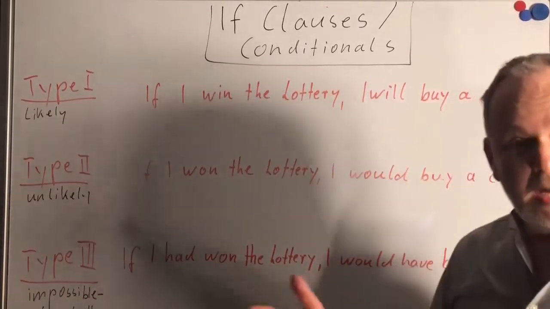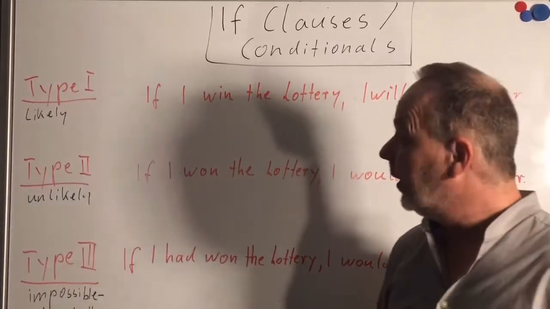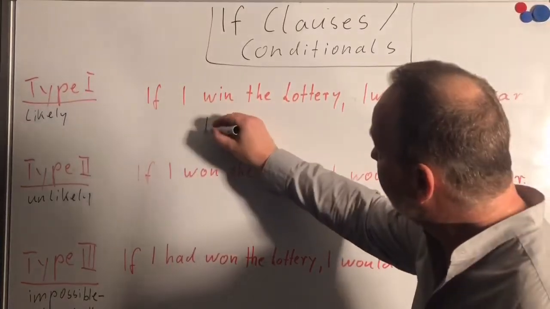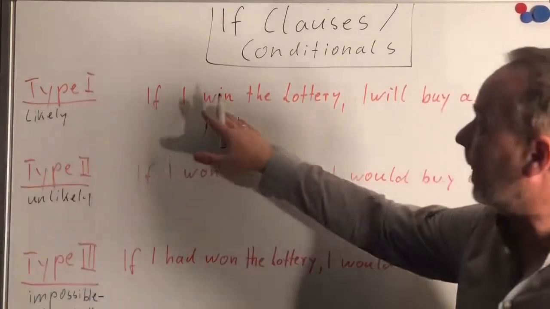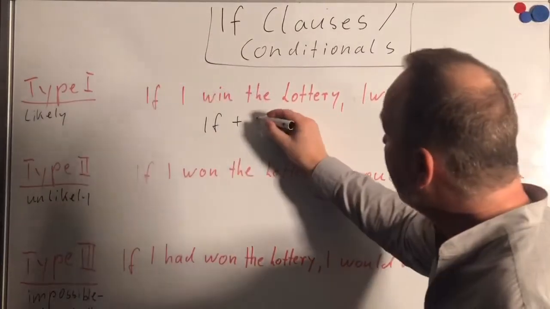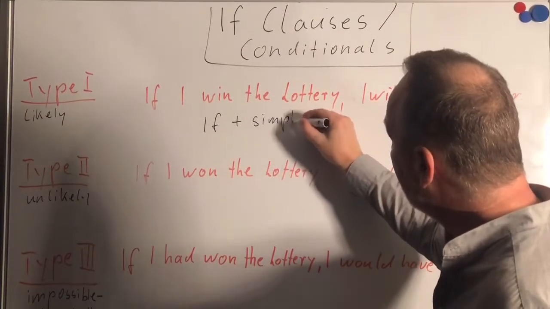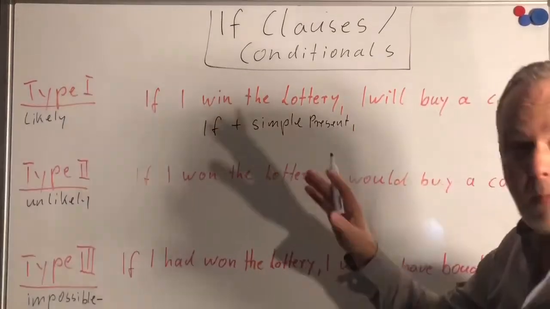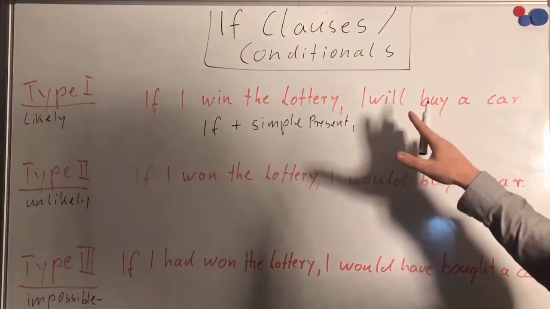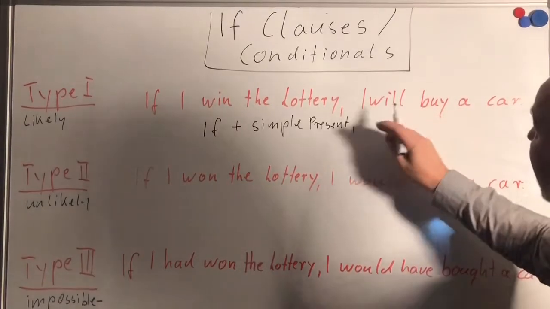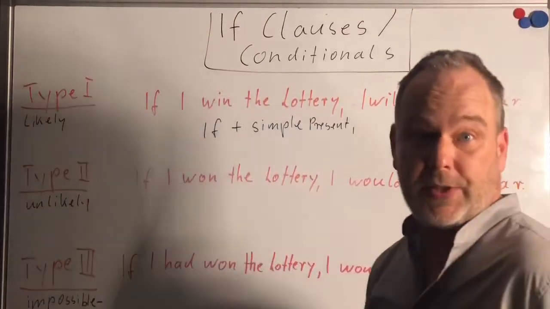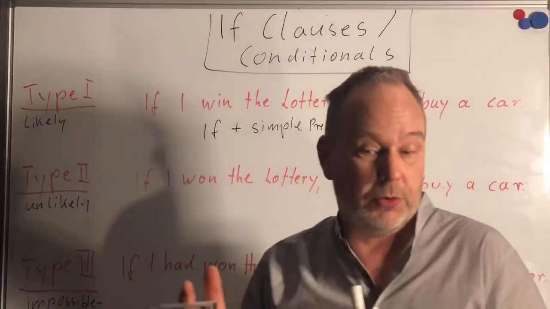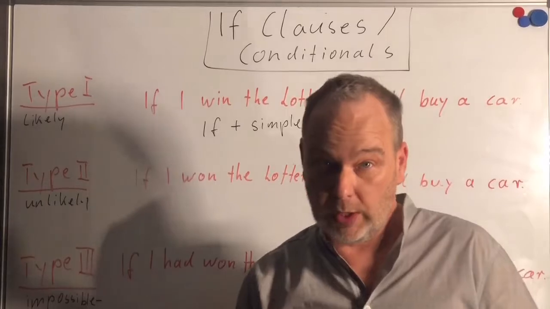Looking at it, you might wonder about the grammar. I will just put it on, okay? In type 1, if plus win, this is just the simple present. Simple present. And after the comma, simple future. But we have two types of simple futures. We have be going to, for example, I'm going to drive home, and we also have will future.